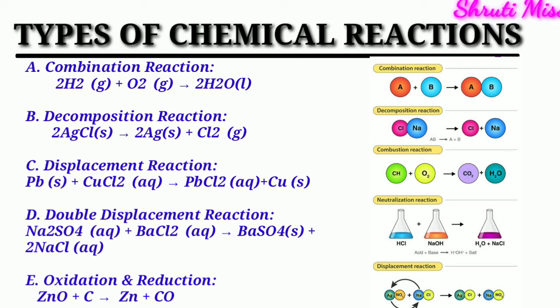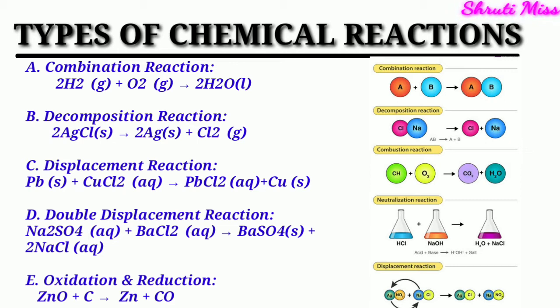For some other example we can see here 2AgCl, which is in solid state, will break into two different products. The first one is 2Ag plus Cl2, in which Ag is silver and Cl is chlorine. Silver is in solid state while chlorine is in gaseous form. Is that clear? Now the third reaction.